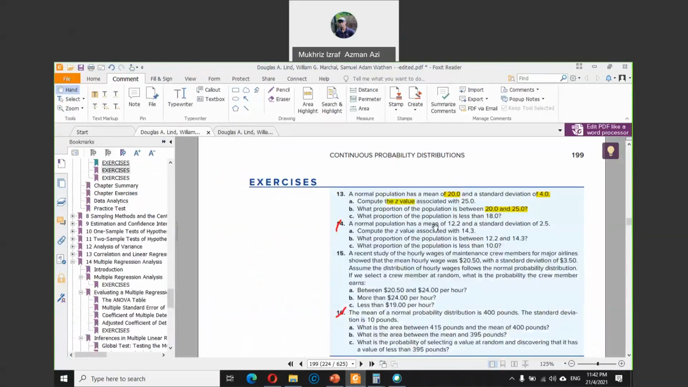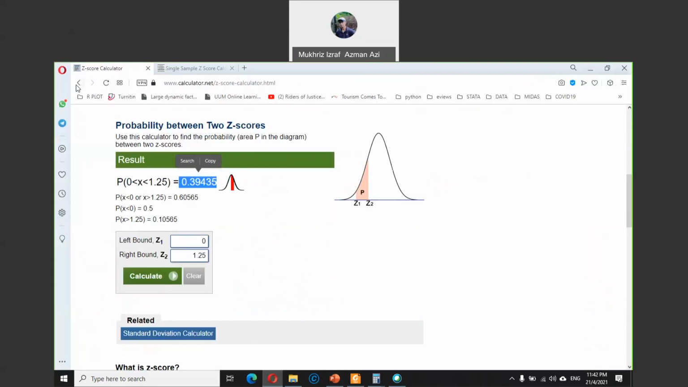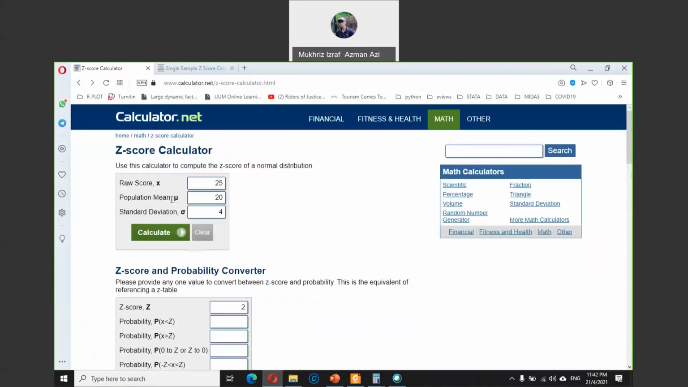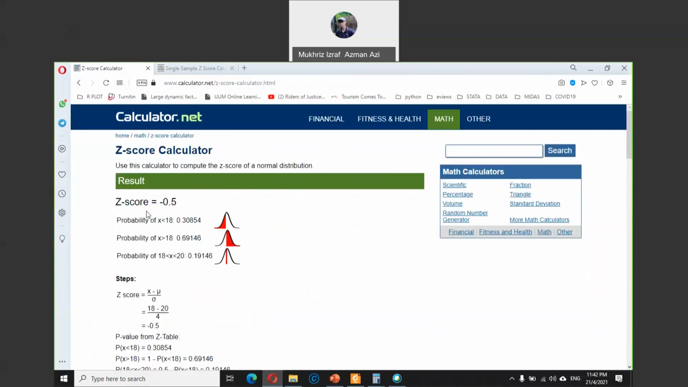Okay, what is the proportion less than 18? Again, first you need to get the value of Z when we convert from X. So 18 is the X value. Recall that. You want to calculate the value of Z, so 18 will be the X value, and the rest is the same. The mu is 20, the sigma is 4. So the value of Z that corresponds to 18 is negative 0.5.